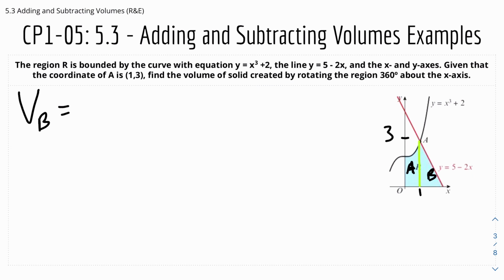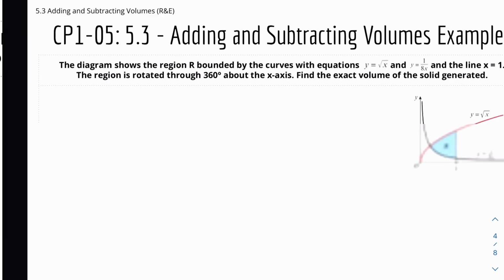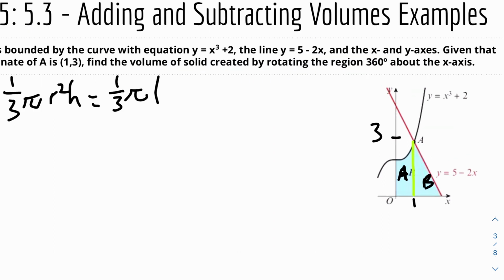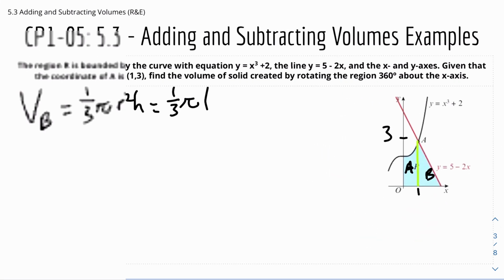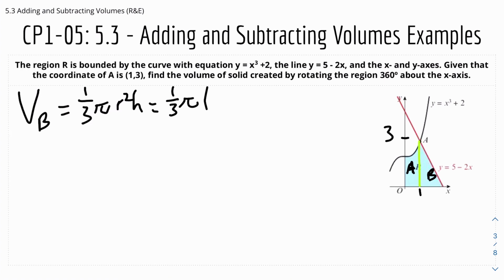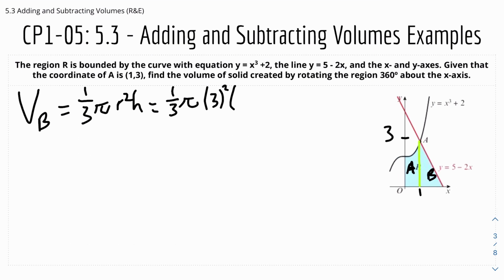So the volume of B is equal to a third pi r squared h. The radius of this cone would be 3, because this is the radius since we rotated around the x-axis. So this would be the radius, right? So pi r squared, r is 3, so pi times 3 squared times the height. The height is basically from this point right here to this point here.